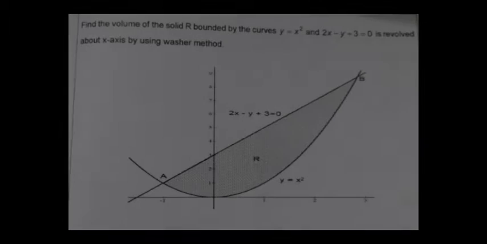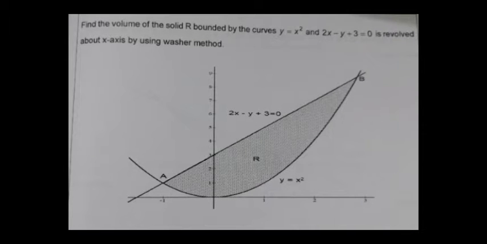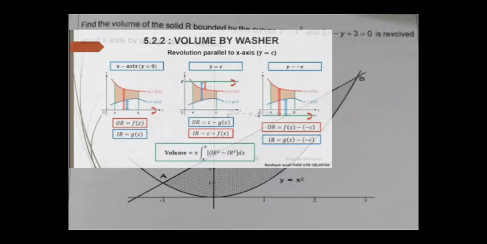So this is the question for the washers method. Basically, this method is the same as the previous method, but only the formula is a little bit different. So this is the formula for that question. Exactly, we use the first formula. So OR is the red line and IR is the blue line, and the formula is pi integrate from a to b of OR squared minus IR squared dx.